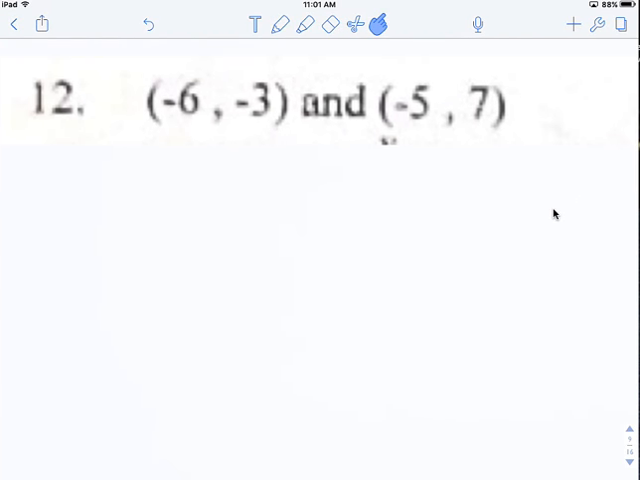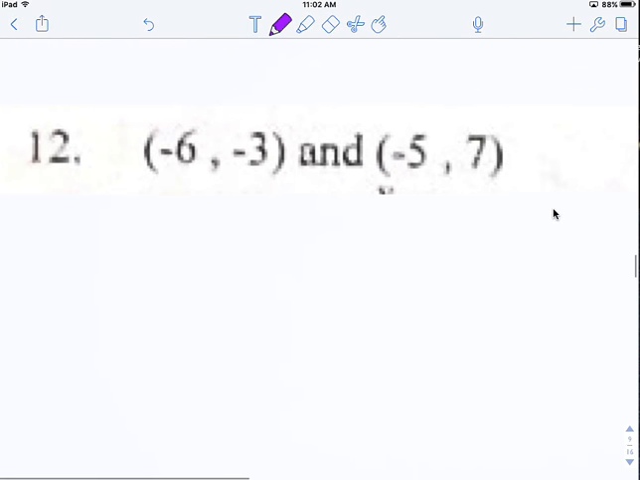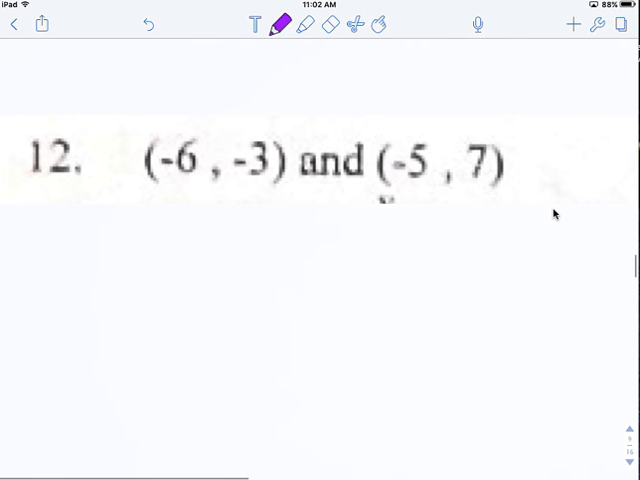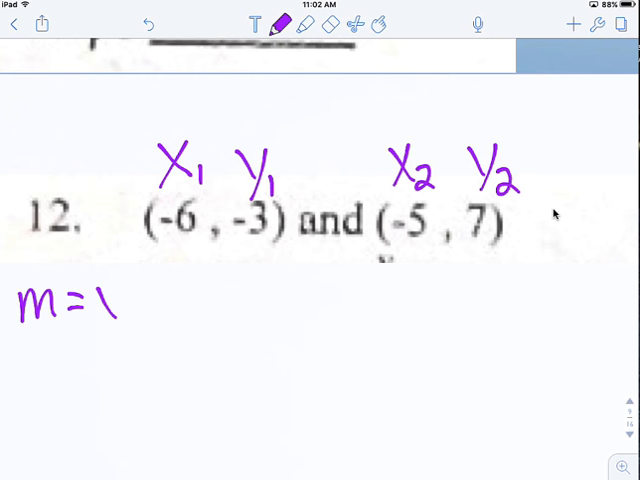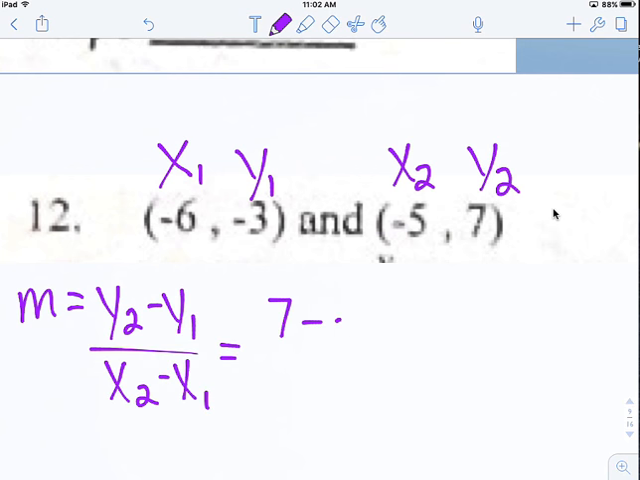All right, on this one, we have our first point. So I'm going to label that x1 and y1. We have our second point, which is x2 and y2. So plugging this into our formula, we have 7 minus negative 3 over negative 5 minus negative 6.